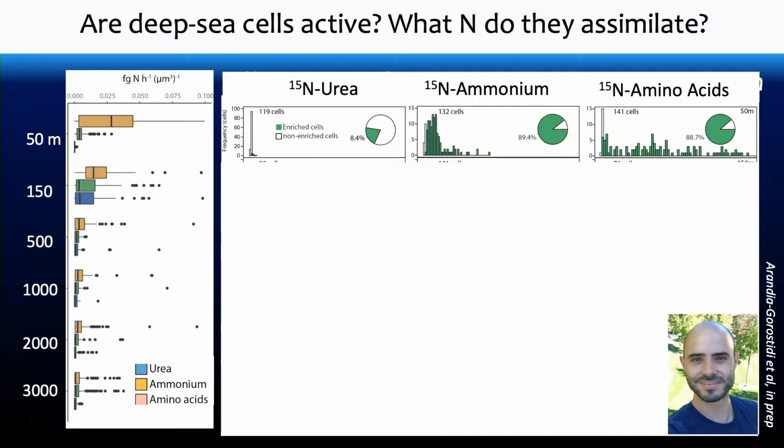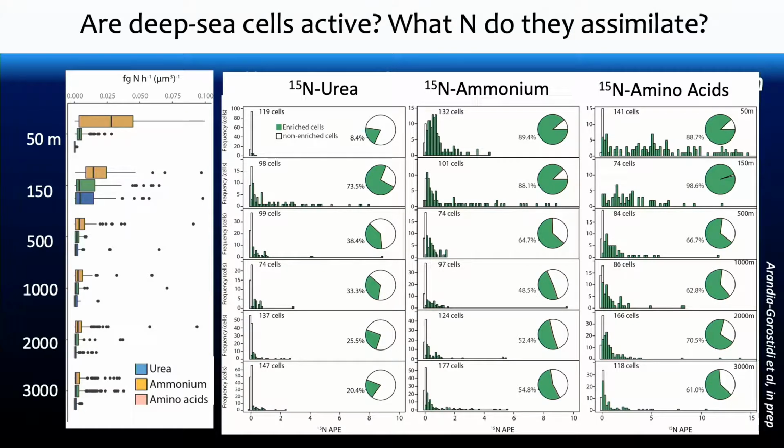So you can see how this works throughout the water column, and in general, the cells become less active with depth. That could be due to more dormancy. It could be due just to the fact that they're growing more slowly, so we haven't captured it during the time of our incubation. But one thing I want to point out in particular is at 150 meters, you have a spike in this urea utilization.